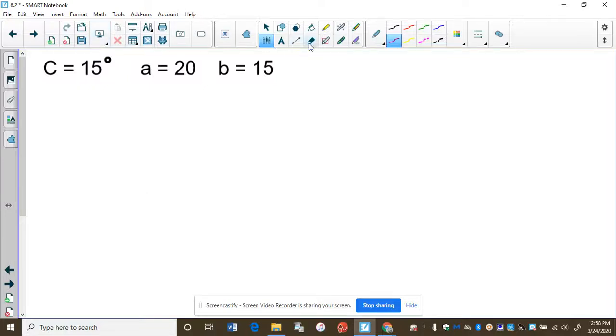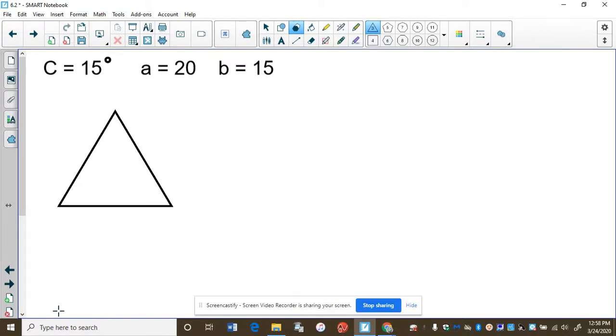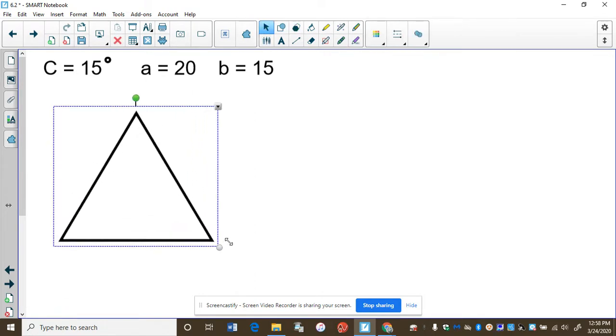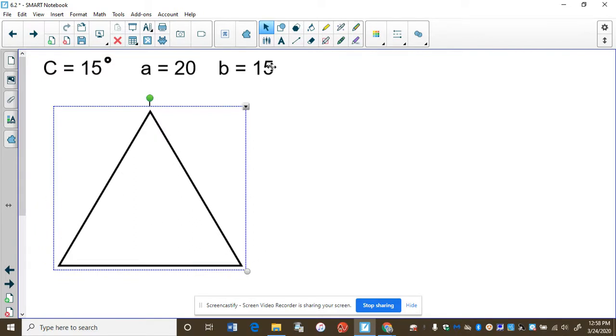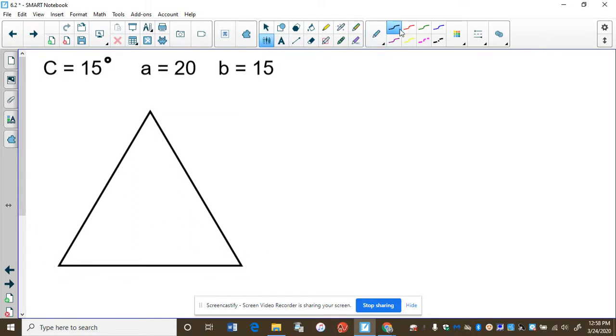All right, let's look at a scenario that would involve the law of cosines. Okay, so here's this triangle. I'm going to try to draw this a little bit bigger. We've got one angle, two sides. Okay, labeling these things, we can't just do this willy-nilly. We need to make sure that we're labeling these angles and sides appropriately.